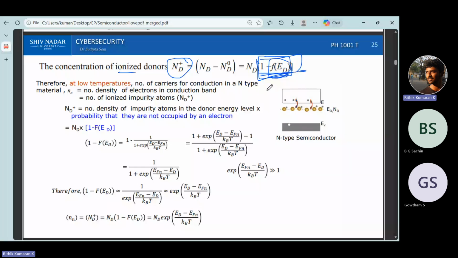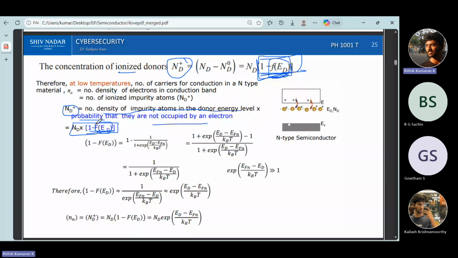Okay, the same formula. So the number of ionized donors is equal to the density of the impurity atoms in the donor energy level into the probability that it is not occupied by an electron, which we saw above. This is 1 minus f of Ed. Obviously, I've shown f of Ed in the intrinsic itself, right? Its formula. So in this case, you take 1 minus, use this formula, same. Well, you take in a denominator numerator equalization.